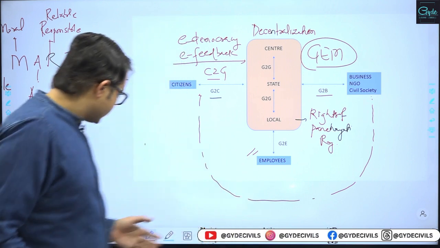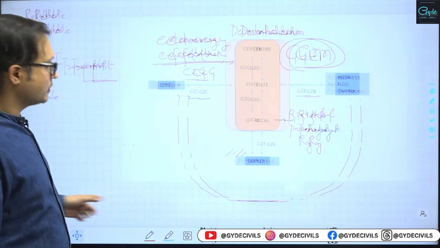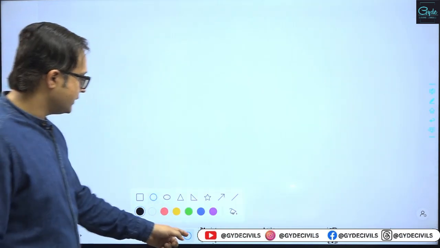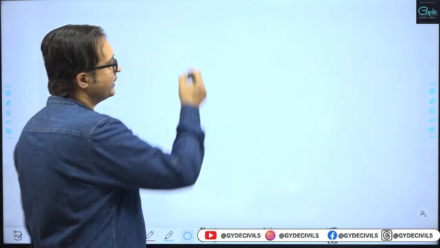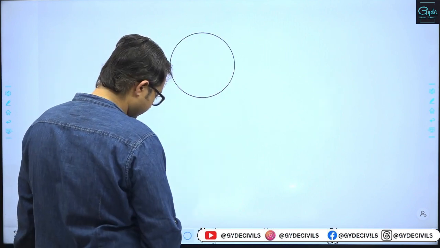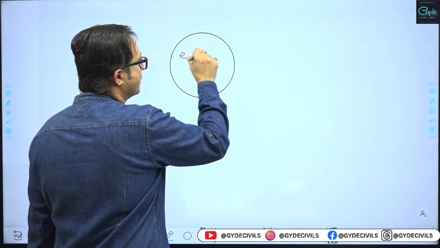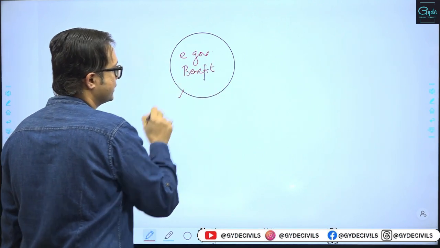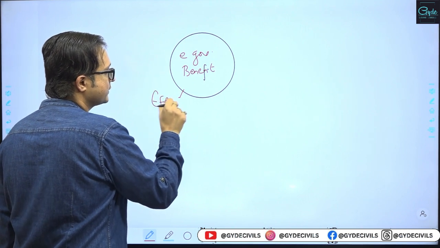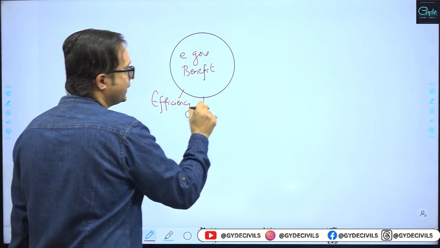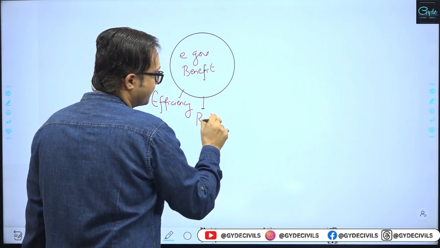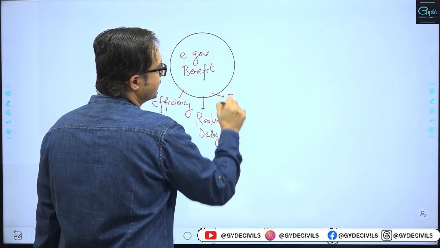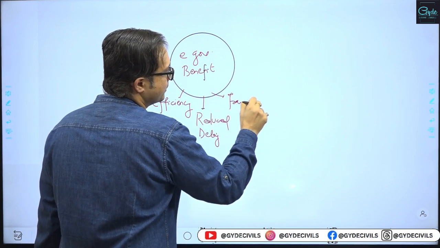Overall, when we look at the significance of e-governance, we have seen the majority of the things. Now quickly we can summarize it. What remains as the basic advantage or benefit of e-governance? E-governance benefits: the efficiency increases, there is reduced delay in response, and it becomes more transparent and accountable. That's what we have seen also.